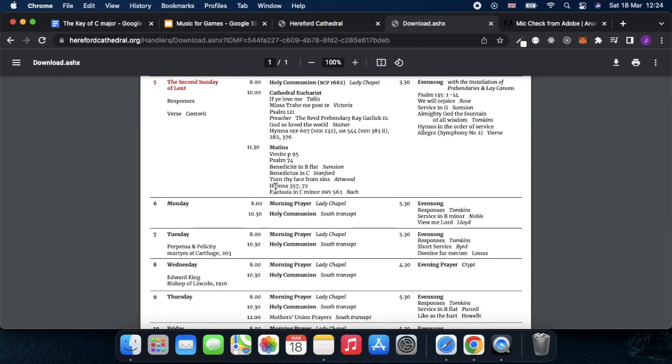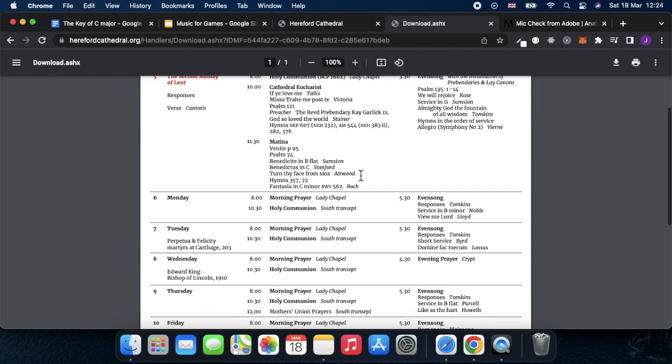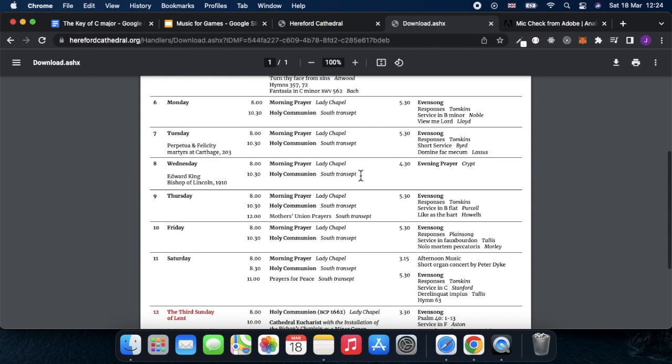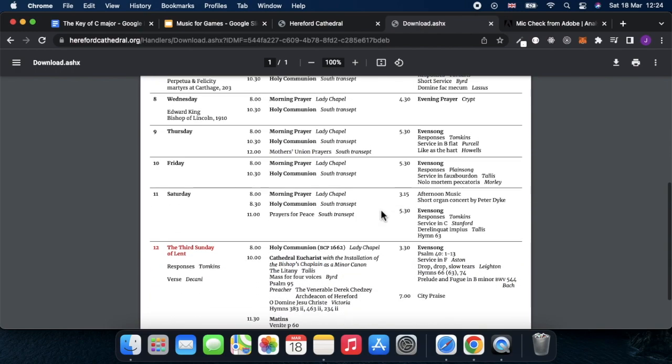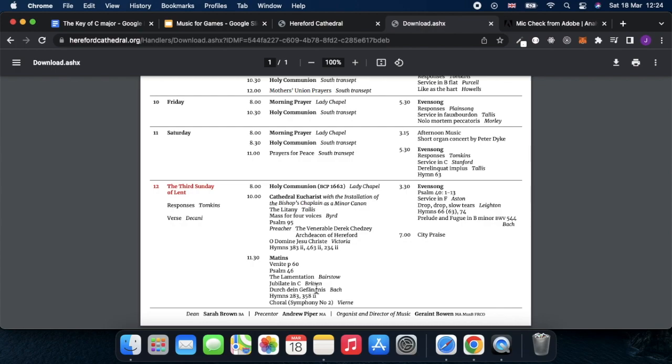Benedicite in B flat, Benedictus in C. Let's see what else we've got. Service in B flat by Purcell. Jubilate in C by Britten. Prelude and Fugue in B minor by Bach. So what does it all mean?